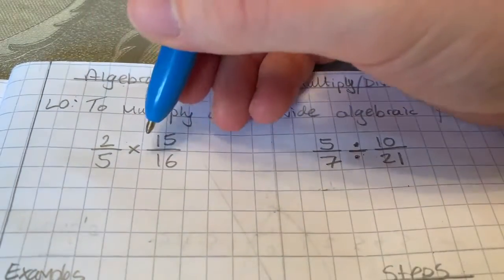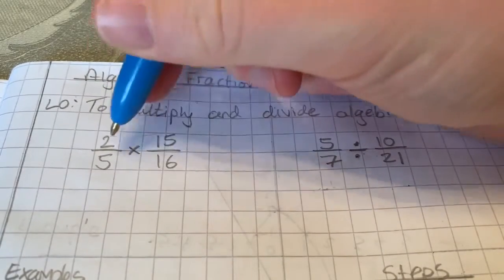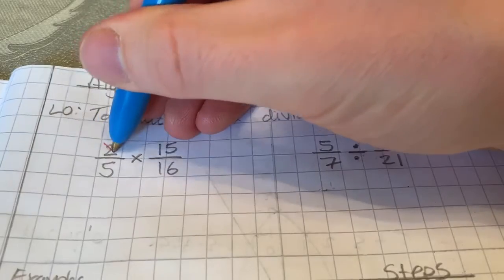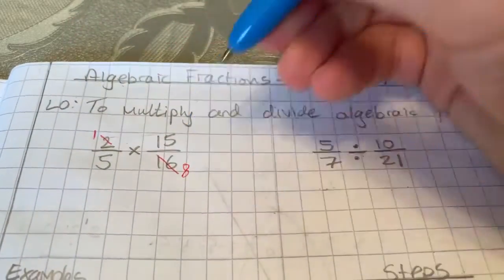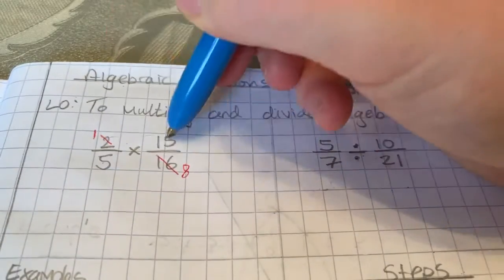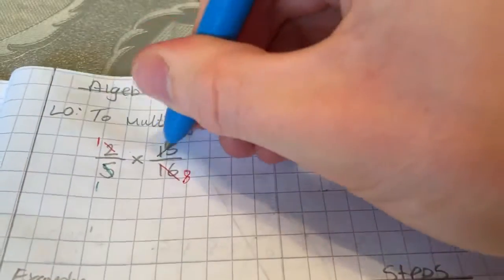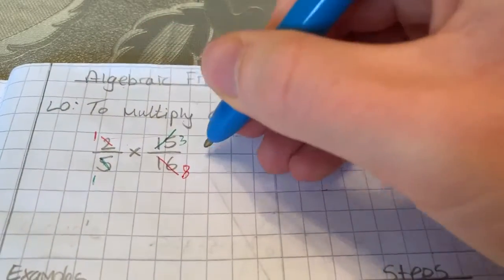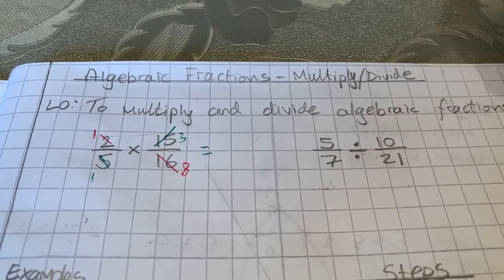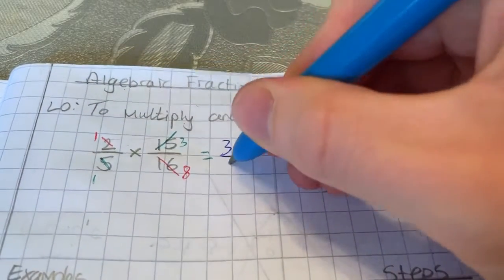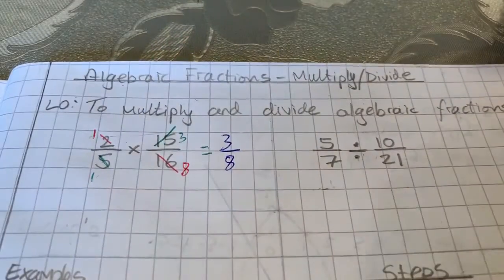Just to recap, if I'm doing this one to multiply, you just multiply across, but I'm going to cancel before, so that 2 and 16 can cancel together. That becomes 1 and 8. And this 5 and 15 cancel together, so that becomes 1 and 3. If you multiply that across, you should get an answer of 3/8, because 1 times 3 is 3, 1 times 8 is 8.